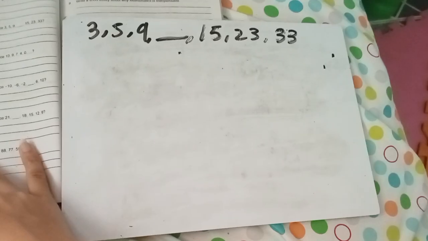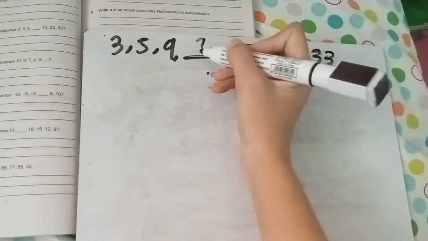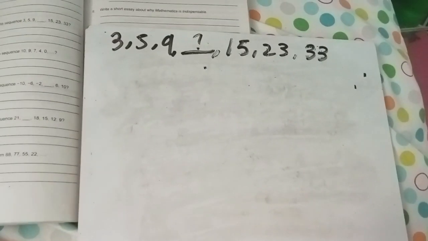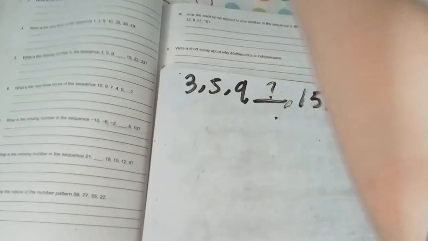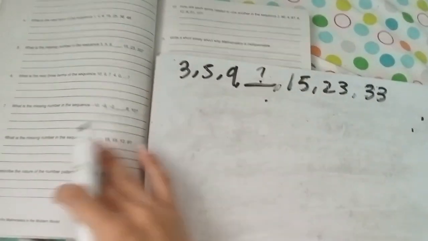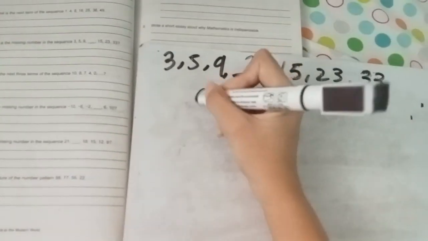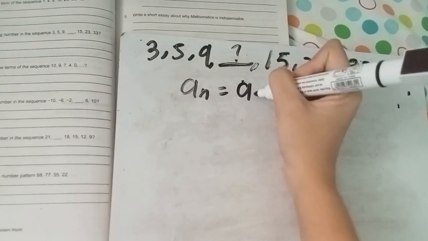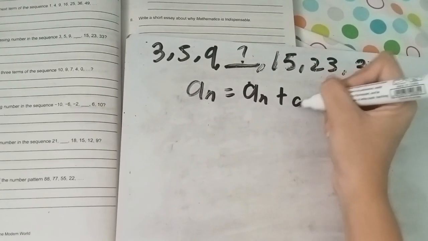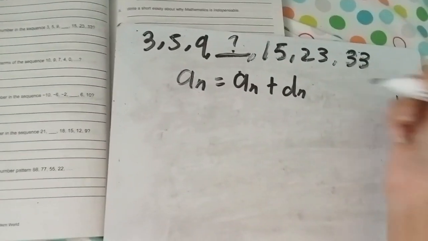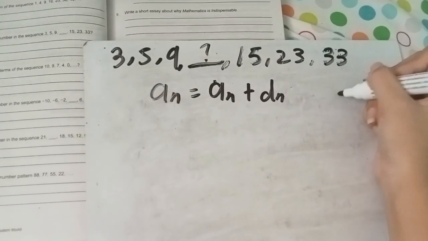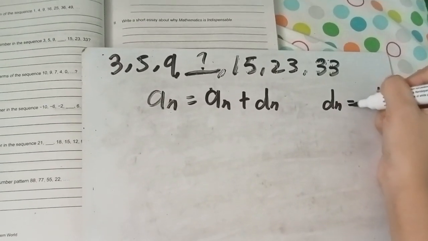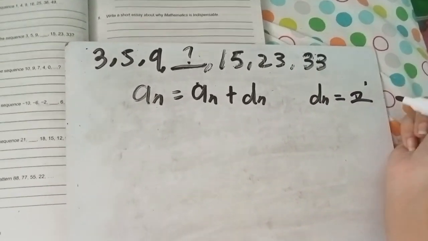For the next question, let us now solve the missing number or the fourth term. As you can observe, the difference is already obvious. Therefore, we will write the arithmetic formula this way. AN equals AN plus DN. DN will be the difference and we will add the value of DN to each number. The value of DN will be 2.